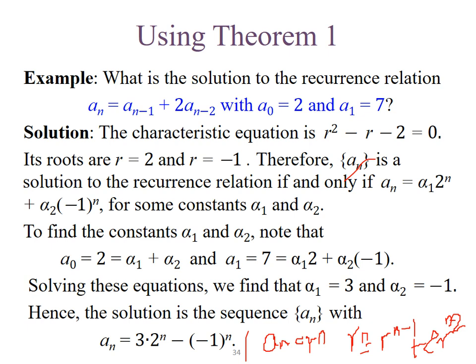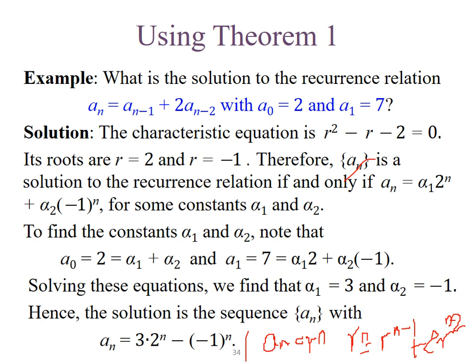Now we have two equations for two variables, alpha 1 and alpha 2. So we can solve: alpha 1 equals 3 and alpha 2 equals -1. Then we replace these constants back into our equation. Now we know a_n is, with alpha 1 being 3, 3 times 2 to the power of n, and then alpha 2 being -1, times -1 to the power of n. So that will be our final solution.